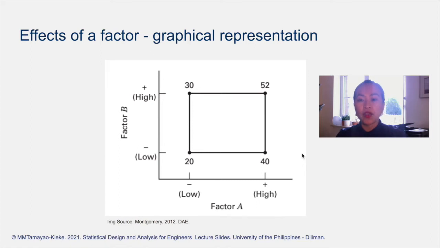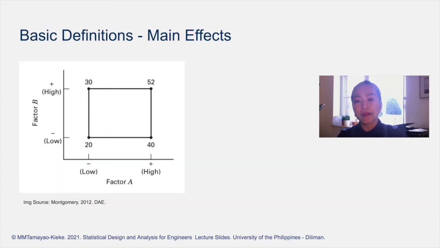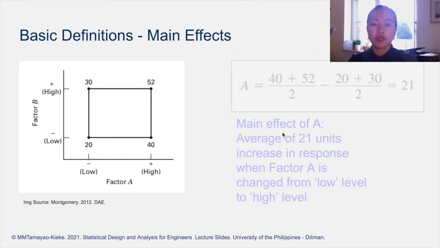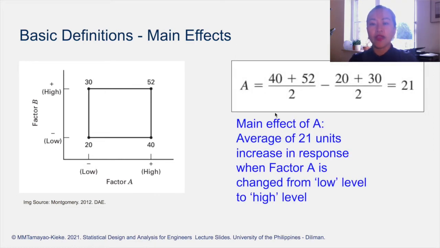Given the effects at different combinations of levels of factors A and B, we can compute for the main effects. Again, the main effect is the change in response related to the primary factors of interest. The main effect of A can be computed by getting the difference of the average effects at each level of A. That is, average at high level minus average at low level. This turns out to be 21. Based on this calculation, there is an average of 21 units increase in response when factor A is changed from low level to high level.